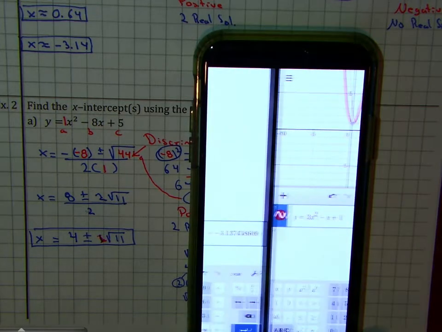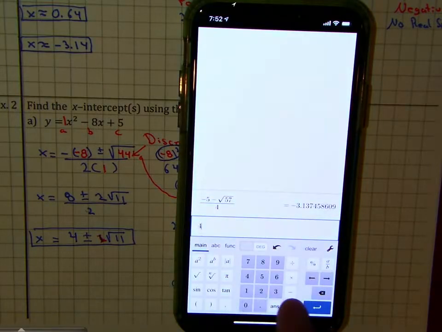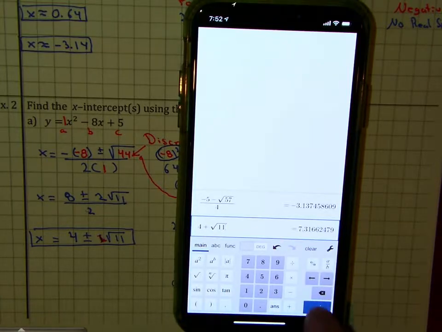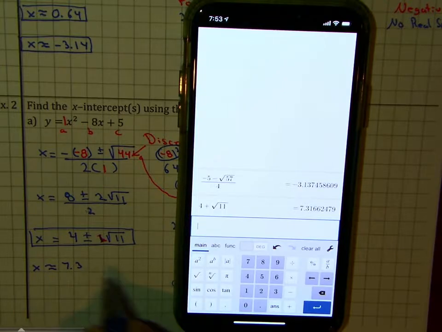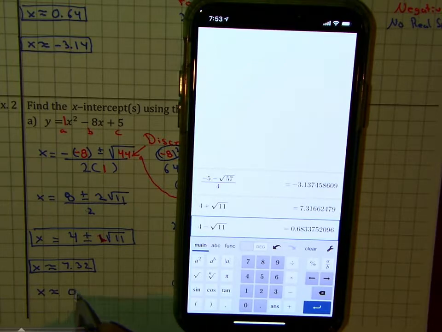So I have 4, one will be with a plus the square root of 11, which is approximately 7.3. Let's do 2 decimal places, 7.32, since that's a 6. And the other solution, x is approximately, we're going to do 4 minus the square root of 11. So it'll be 0.68.